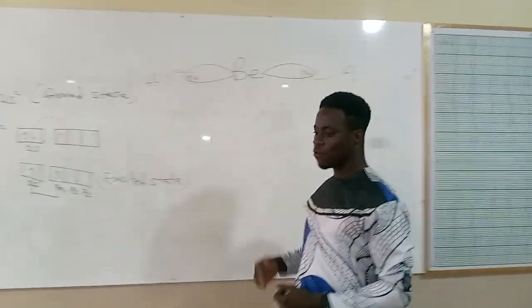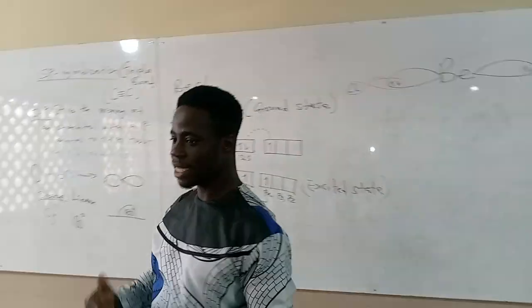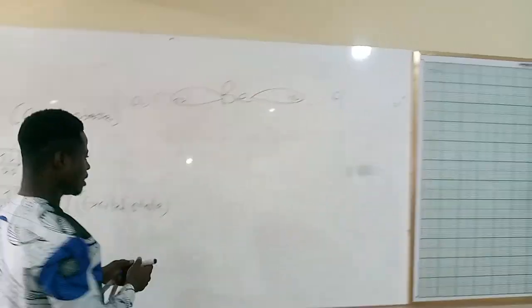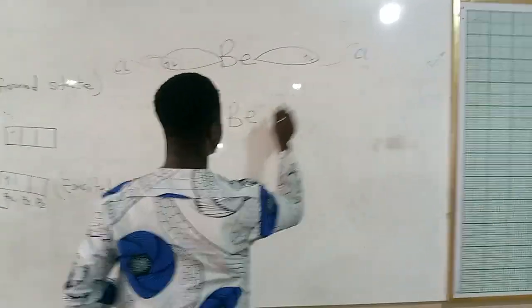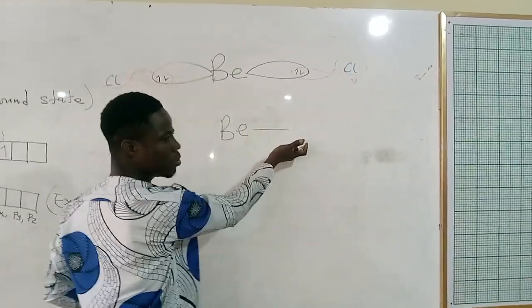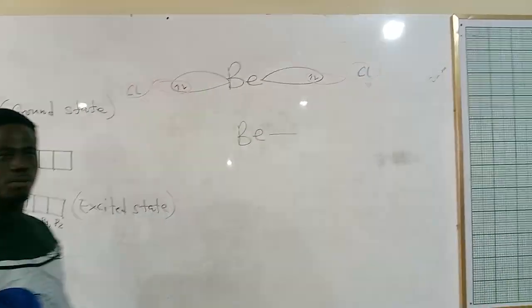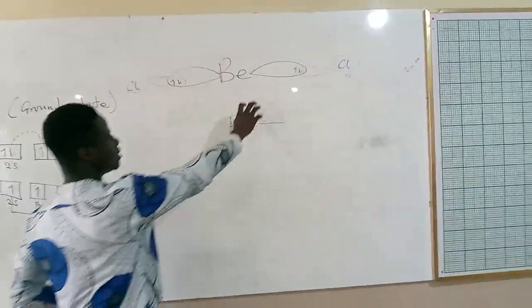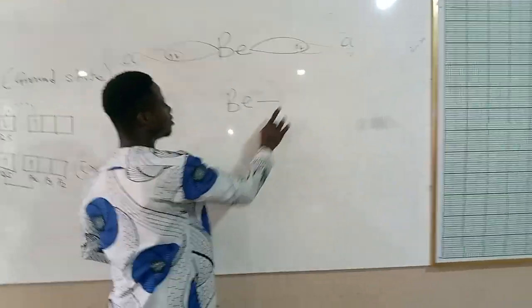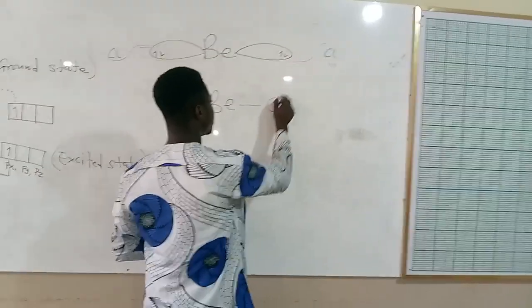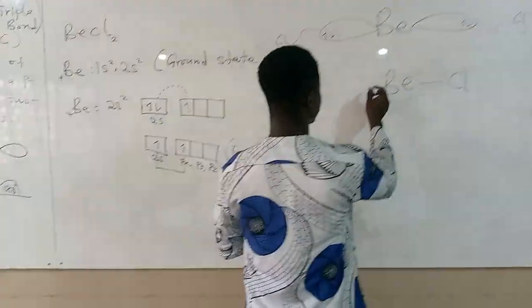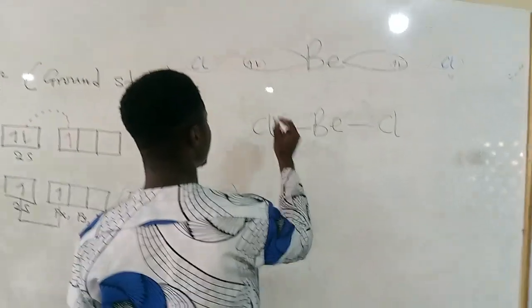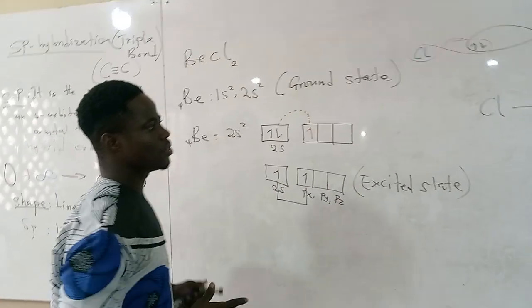If you want to simplify this and get a clearer view, this is how to see beryllium chloride. So what has been formed here is a bond. When they share, they form a bond. Anytime you see this line, you can watch my previous videos on chemical bonding, and you will understand the concept better. So this is beryllium, and there's a chlorine, and then this is another bond, and there's another chlorine.